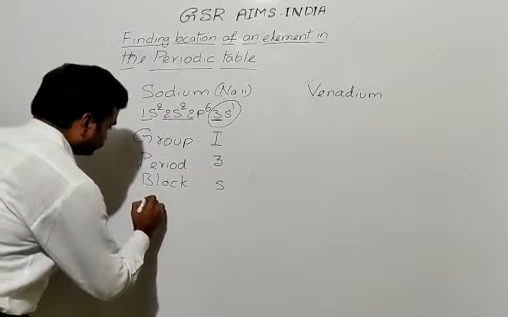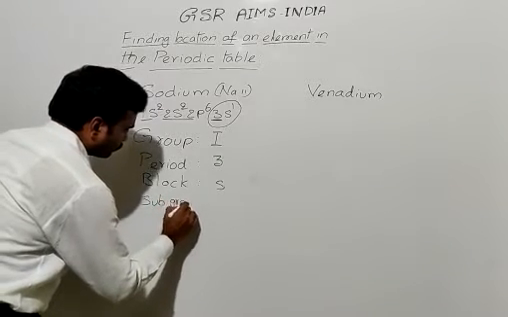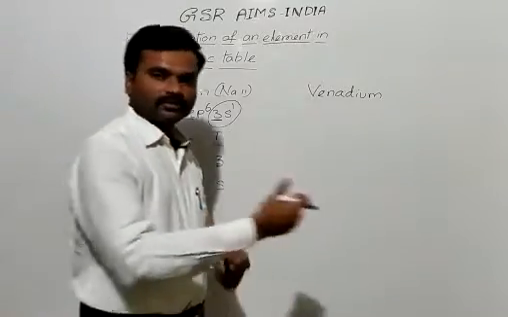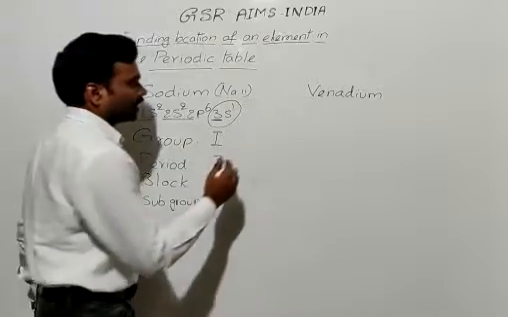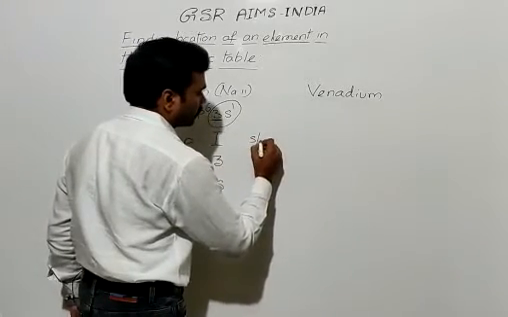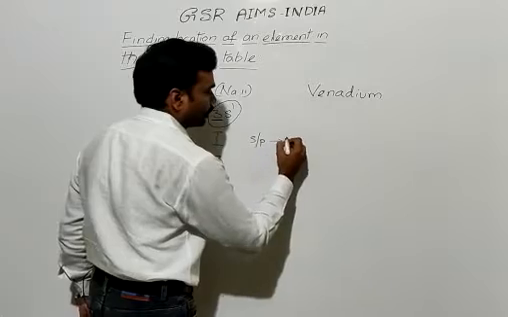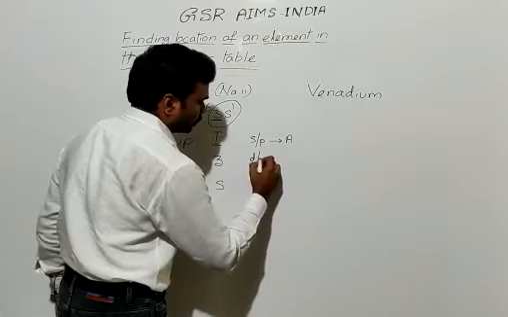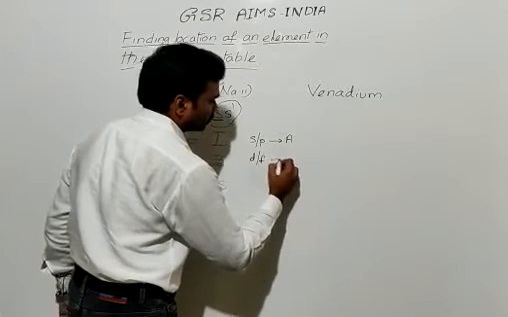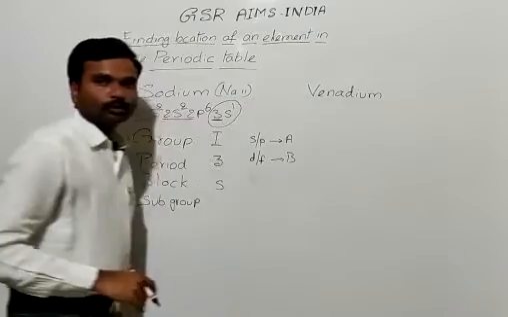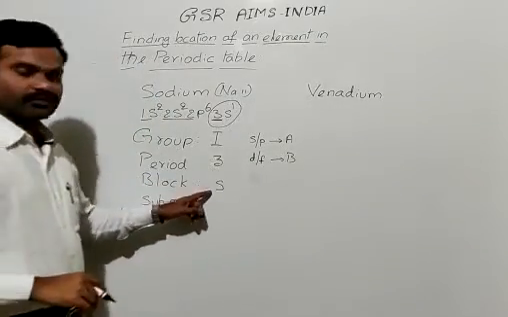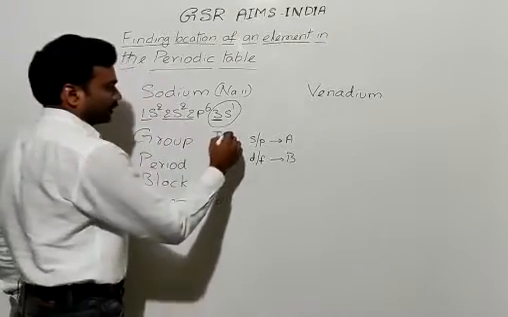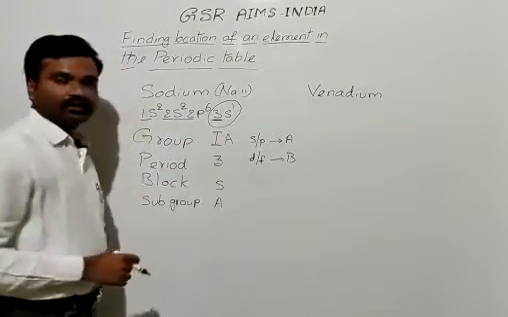And the last one, the subgroup of that element. This can be told based upon the block of that element. If the element belongs to the s block or p block, the subgroup will be A. If the element belongs to the d block or f block, then it belongs to subgroup B. Sodium is an s block element, so the subgroup will be A. So it can be written with the group number 1A, or first A.